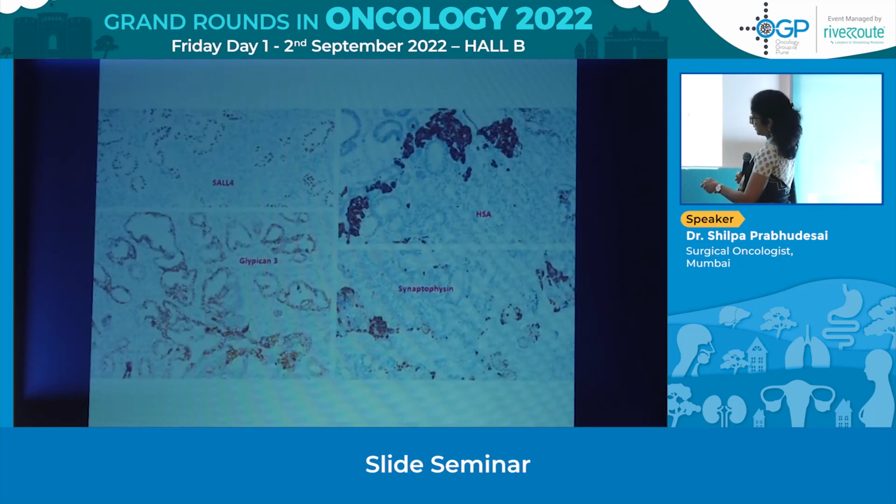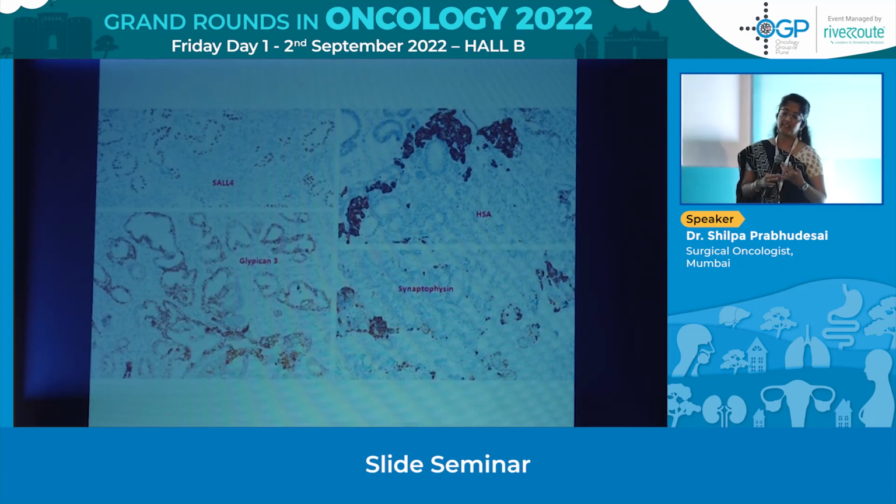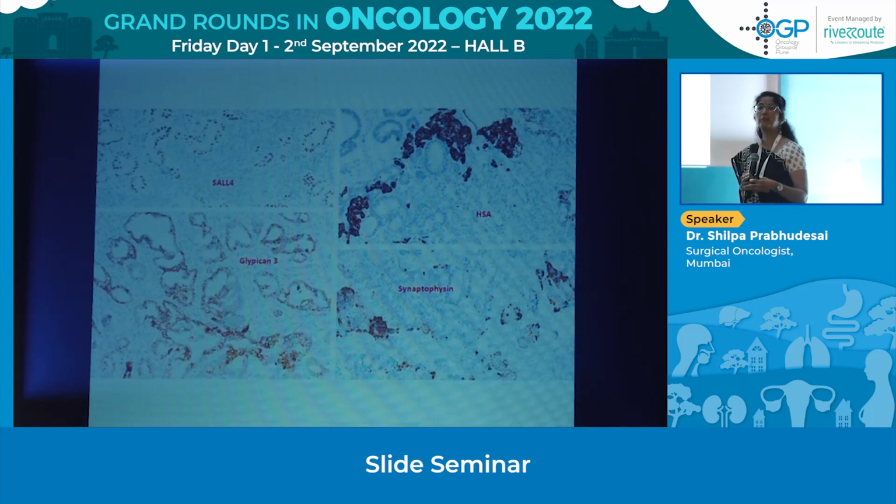So some more markers we did. SALL4, you can see SALL4 is lighting up all those cells. The cuboidal cells that I showed you marked with HSA, and the same cells expressing CDX2 were expressing SALL4, and they were expressing glypican-3. All the cuboidal cells did not show HSA expression. There were some which marked with synaptophysin as well. And we really searched, we did multiple sections, we did IHC on multiple blocks to see if we could identify a clear-cut endometrial carcinoma component, but we couldn't find it.